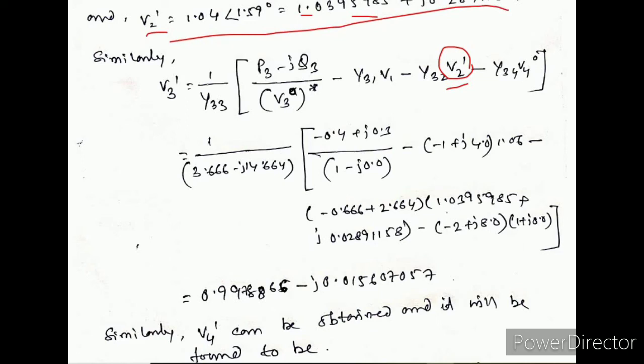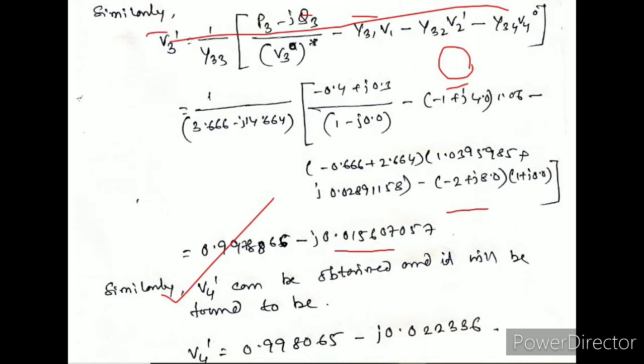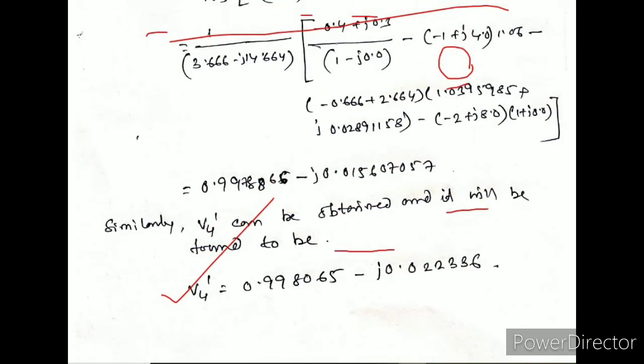That means 1.0395985 plus j0.28911158. This value we need to put here as V2 to the power 1, and after calculating we are getting V3 to the power 1. And similarly, if we proceed further, we can easily find V4 to the power 1, and V4 to the power 1 will be this value. That means after the first iteration we are getting V1 to the power 1, V2 to the power 1, V3 to the power 1, and V4 to the power 1.